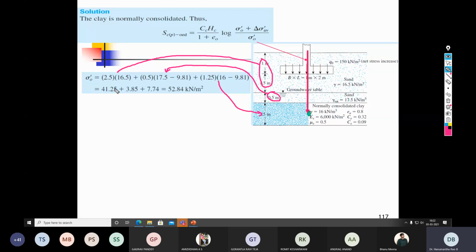So the total is 41.25 plus 3.85 plus 7.0, so 52.84 kilopascals. This is the total weight of the soil at the middle of the clay layer before construction of the footing. I hope this part is quite clear to everyone. There is nothing great. This is simple fundamentals from your soil mechanics.